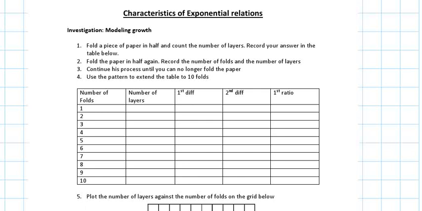Now, how many layers do you see? Two. So that means if I fold it once, one fold, I have two. Okay? That same piece of paper, you're going to fold it again in half. Now, how many layers do you see? Four. Right?